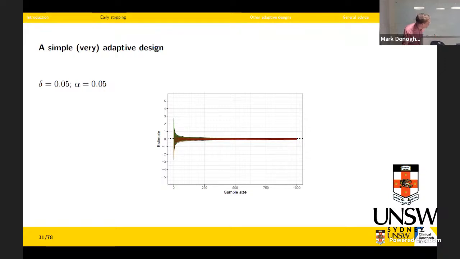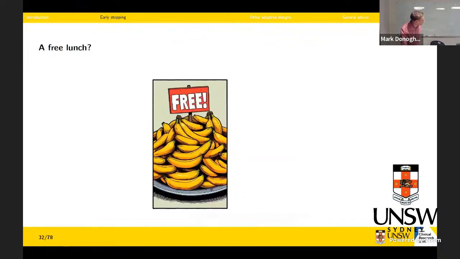And when there's 1,000 lines there, you can't see very much. But I can tell you that the power is still 100%. All of these hypothetical experiments eventually declare a significant difference between the groups. It takes obviously a bit longer here, but our median sample size is still 428. So we are getting there eventually most of the time. So this seems pretty good, right?